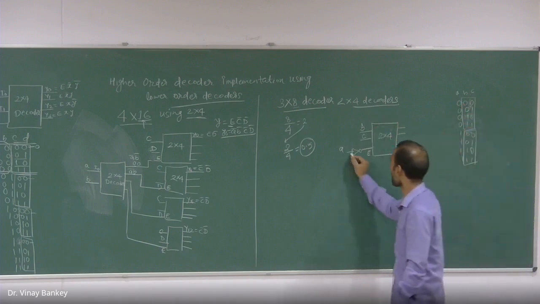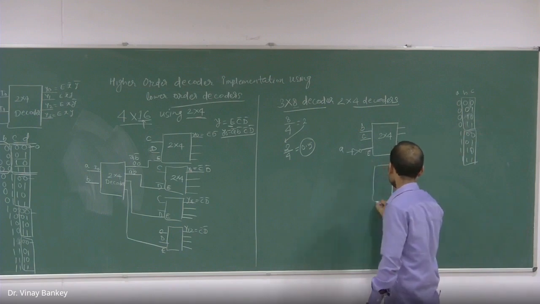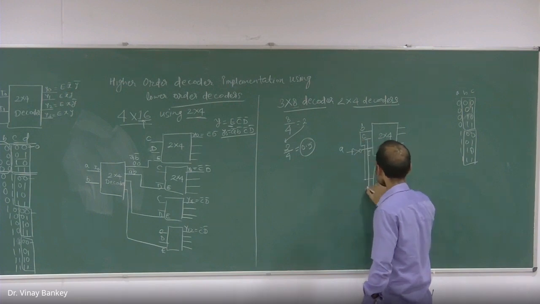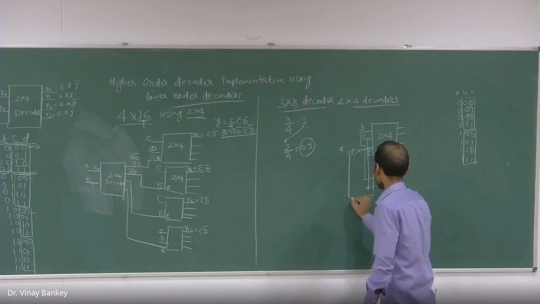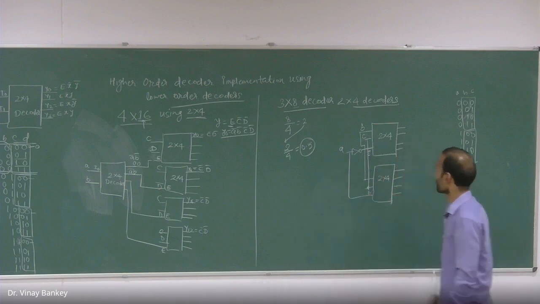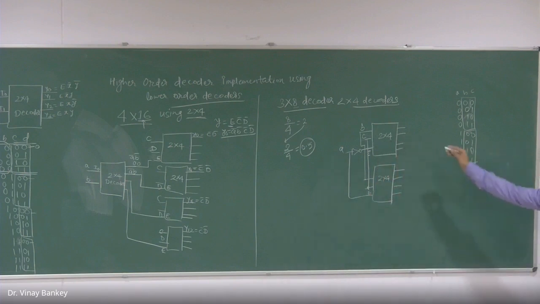Now again I will take the second 2x4 decoder, and the same B and C will be connected here, and enable will be this A. So this combination will implement the 3x8 decoder. Is it easy? Okay.